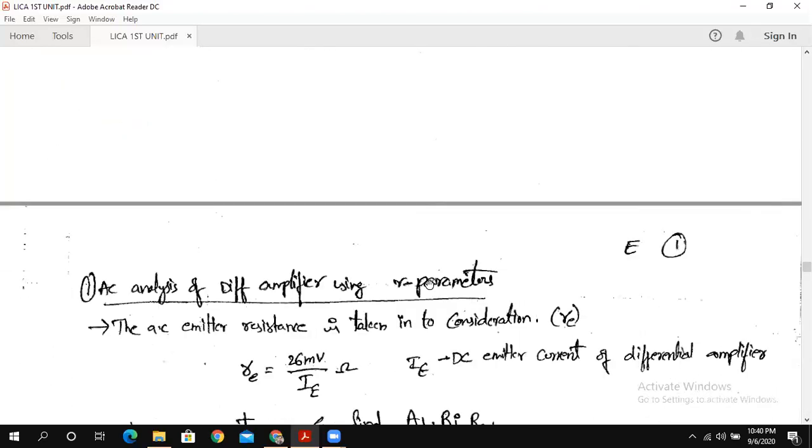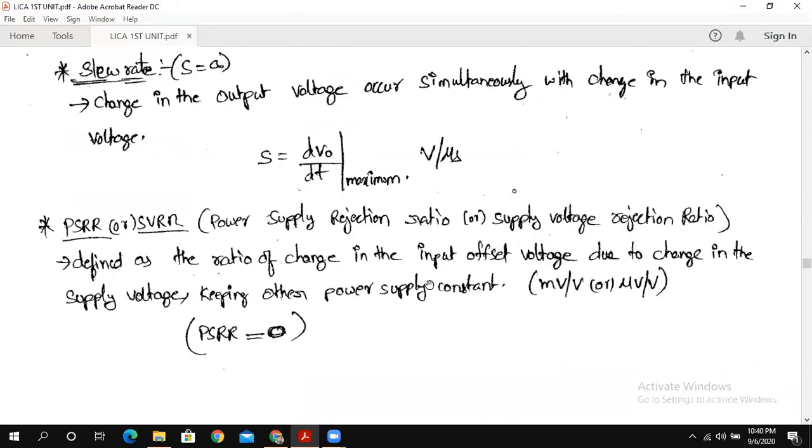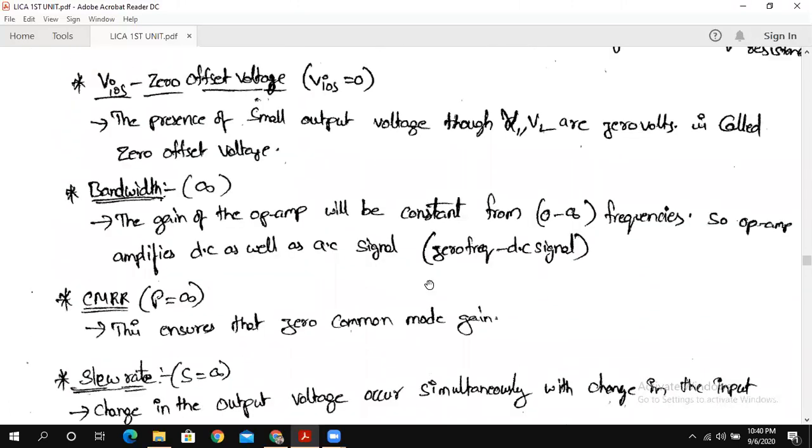So these are the characteristics of the operational amplifier. With this, our first unit has been completed. In the next class, we are going to recall all the topics once again and start our second chapter.